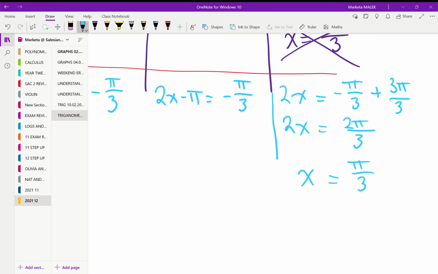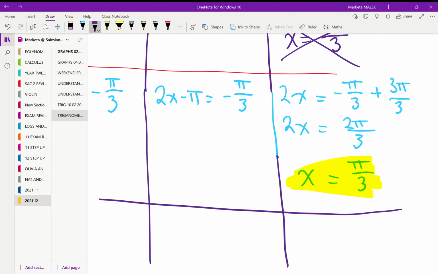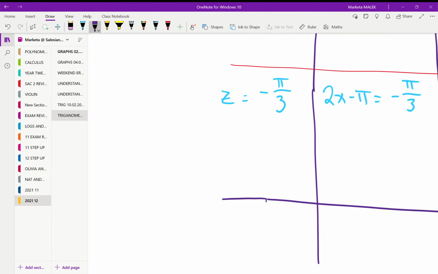So you see, even though our z angle was negative, the x angle that results from that becomes positive. And that is still part of the domain, pi on 3. It's between negative pi and positive pi. So we'll leave that one, we'll highlight that one. Let's go for another one.